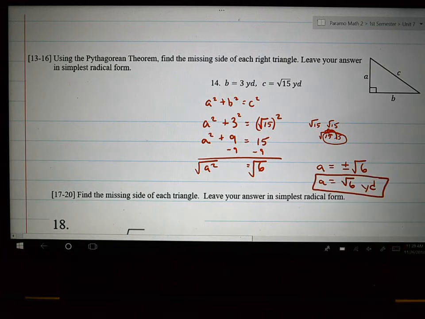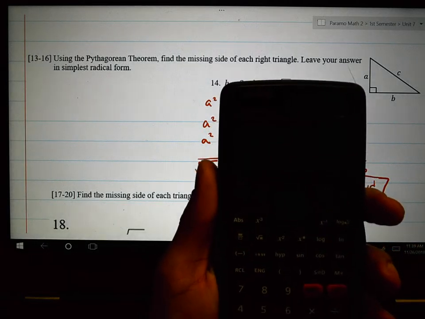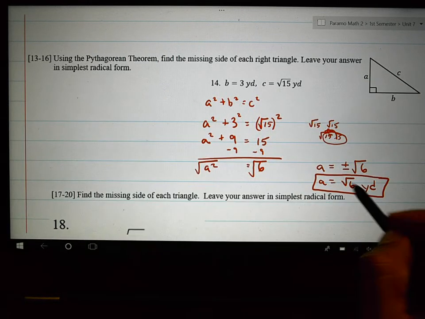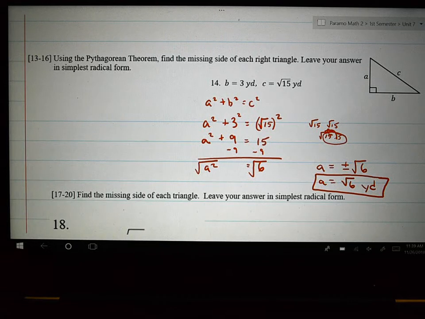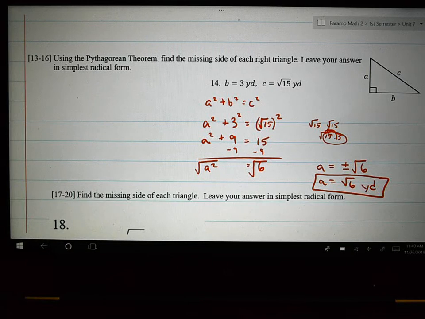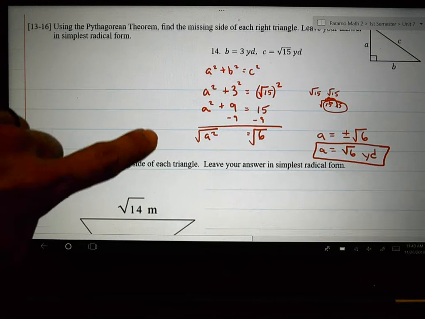Root 6 yards, whatever that would mean right there. Root 6 is technically about 2.4 yards. But they ask us to leave it in simplest radical form, which is what we're doing for this answer. That's how the majority of your problems are going to be. Are they going to ask us to not put it in the simplest radical form, like on the test? Almost everything is radical form. There may be a decimal. That's going to start coming into play in 7.3 for sure, but not necessarily 7.1.